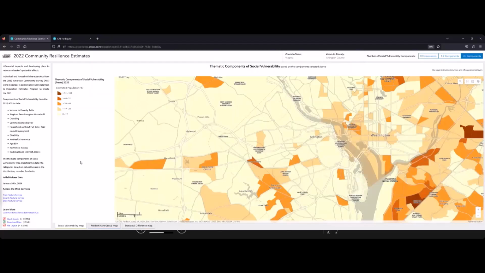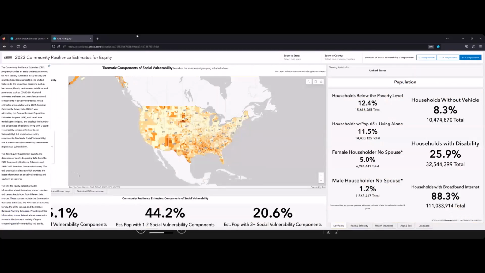The second dashboard that I would like to show to you is the CRE for equity dashboard. Remember, CRE for equity is a supplemental product that provides more context to the CRE estimates. And just like that, the dashboard does exactly that, provides more context. So first of all, you're going to see some similarities with the previous dashboard, along with a few differences. So let me go first over the similarities.